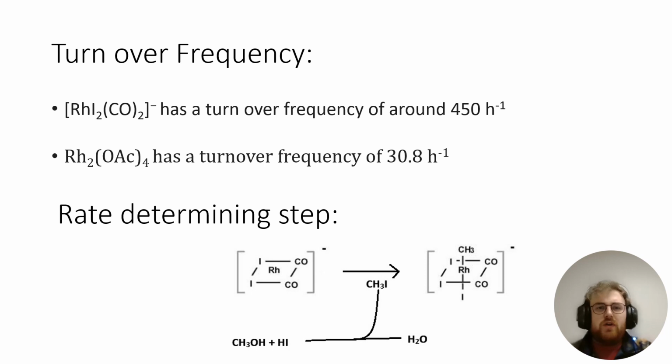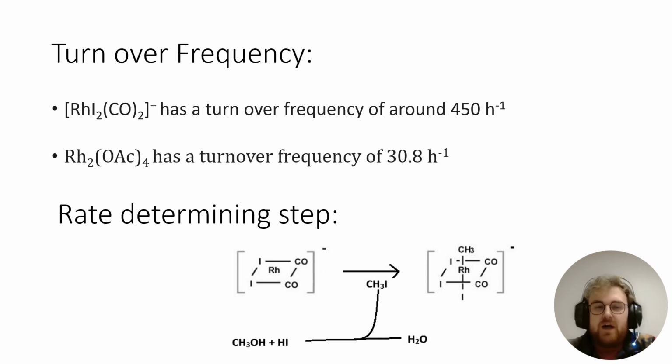Now I'm going to talk about the turnover frequency. Turnover frequency refers to how many times the catalytic cycle occurs on a single site per unit time. So through my research, I have discovered that the Monsanto process had a TOF, turnover frequency, of 450 hours to the minus one.